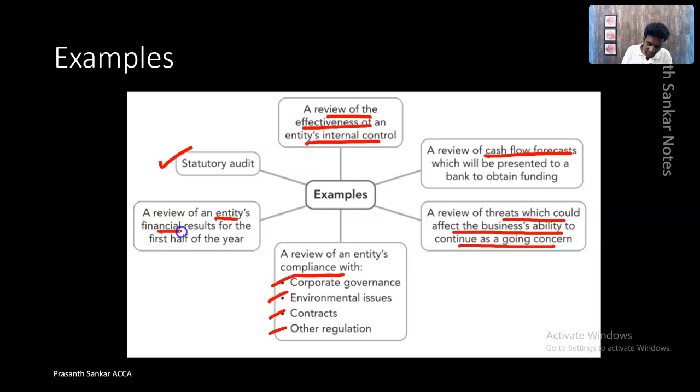Review of the entity's financial results for the first half of the year. Statutory audit is where you are reviewing the financial statements for the entire 12 months. If you are reviewing it only for half yearly, then that is interim. Or if you're reviewing it for less than 12 months, it is interim. So again, that is part of an assurance engagement, but it's not equal to a statutory audit. So these are the simple examples of an assurance engagement.